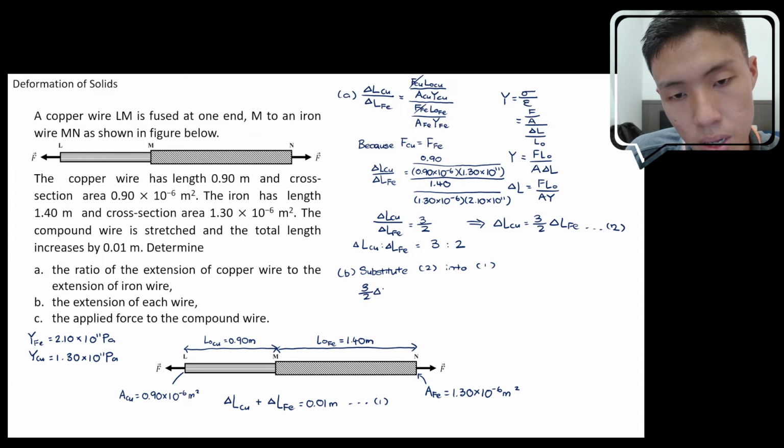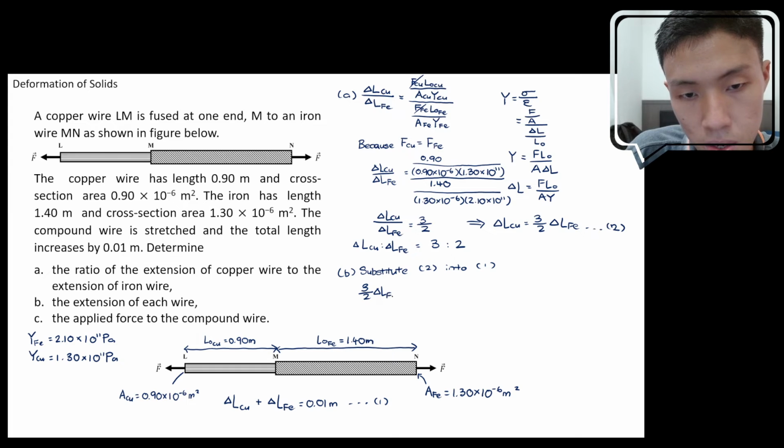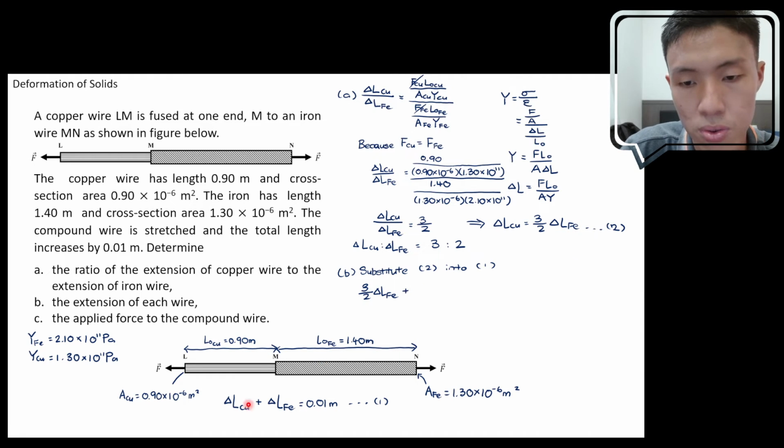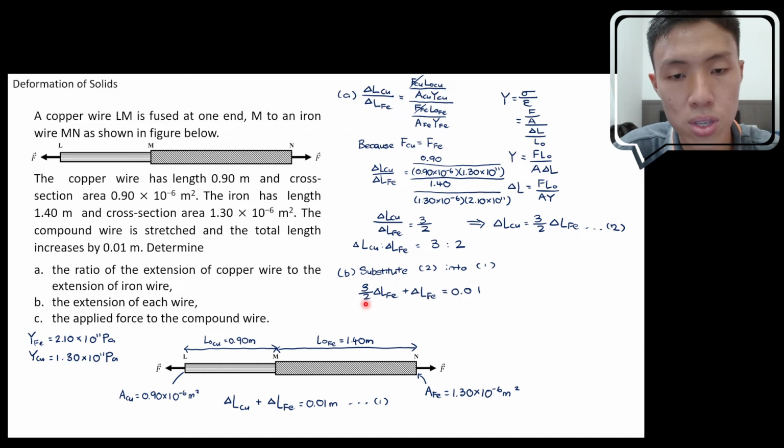3/2 delta L of iron. Okay, I'm replacing the delta L Cu over here. I'm replacing it with 3 over 2 delta L of iron. Okay, then I'm going to add it together with the delta L of iron that we have earlier. Then together, if you find the sum, it will be 0.01. So now there's only one unknown left, so you can proceed to key into the calculator.